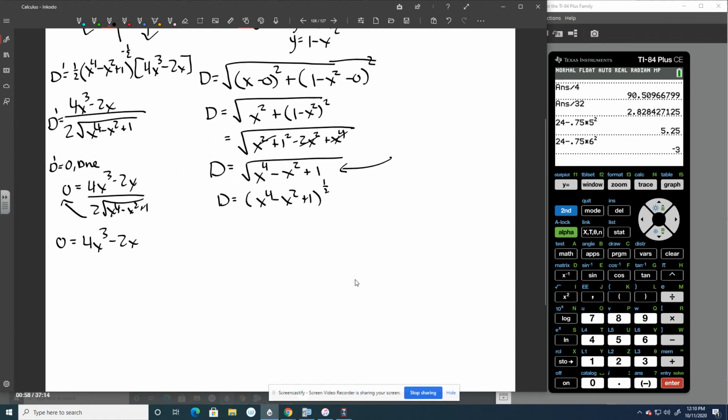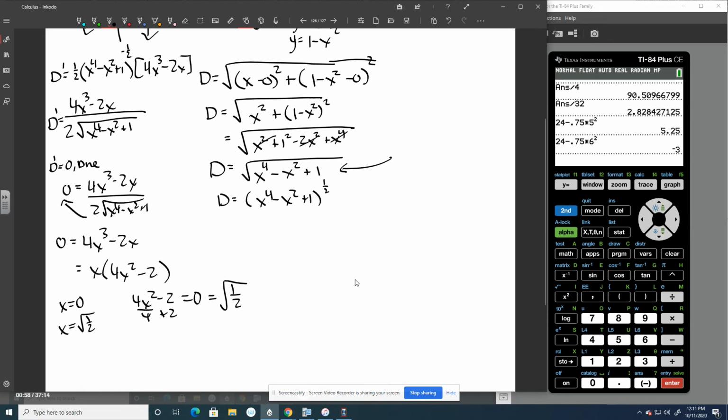The other thing I need to check for, if I finish this through, I would factor out an x and get 4x squared minus 2. So I would check when x is equal to 0. And then I need to check 4x squared minus 2 equals 0. So I'm going to add 2, divide by 4, which becomes a half, and then take the square root of a half. So x would also equal root 1 half. Okay, so those are my two zeros.